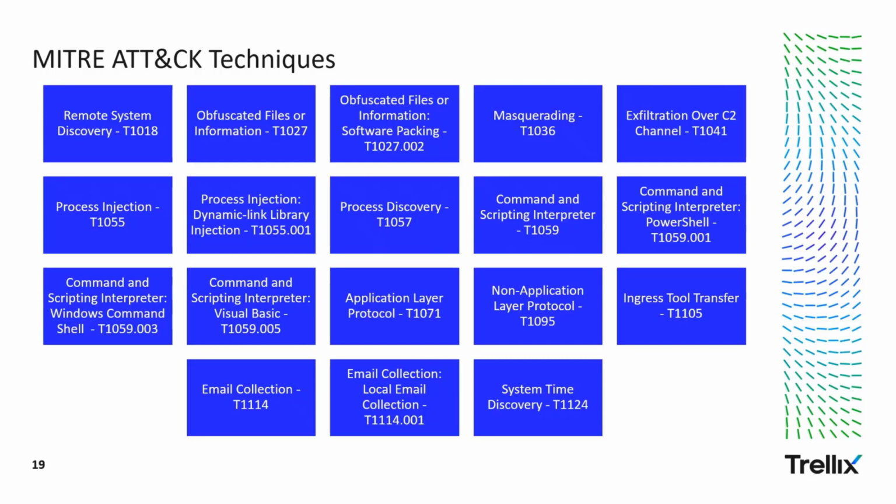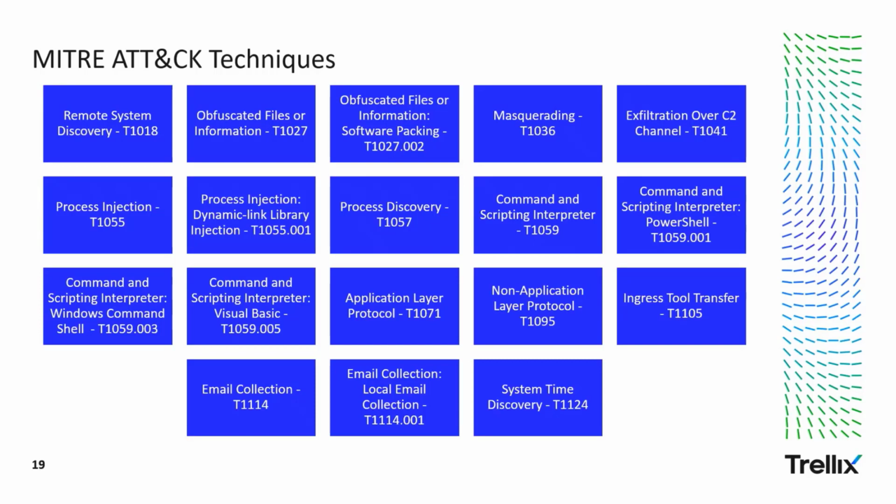The second technique is technique 1027, which is obfuscated files or information. In this case, adversaries may attempt to make an executable or a file difficult to discover or analyze by encrypting, encoding, or otherwise obfuscating its contents on the system or in transit. This is a common behavior that can be used across different platforms and the network to evade defenses. Specifically talking about Emotet, what we saw here was software packaging, which is technique 1027.002.